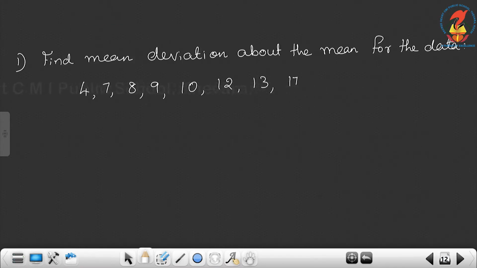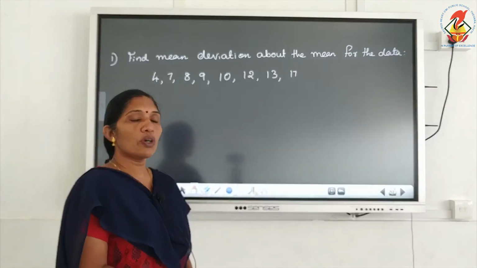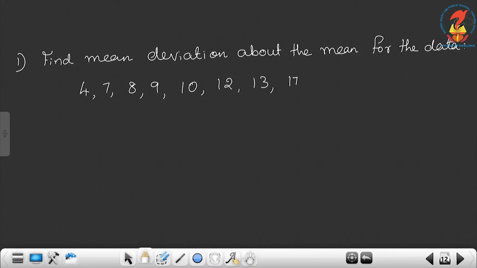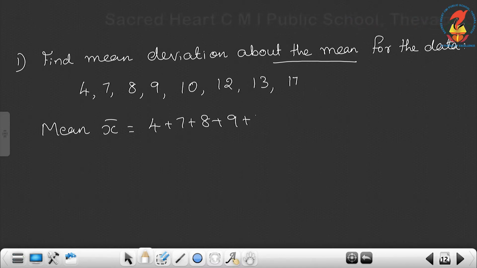Find the mean deviation about the mean for the data 4, 7, 8, 9, 10, 12, 13, 17. So this is known as ungrouped data. Mean deviation about the mean, so calculate the mean first. Mean is x bar. Mean x bar is equal to the sum of the observations by the number of observations.